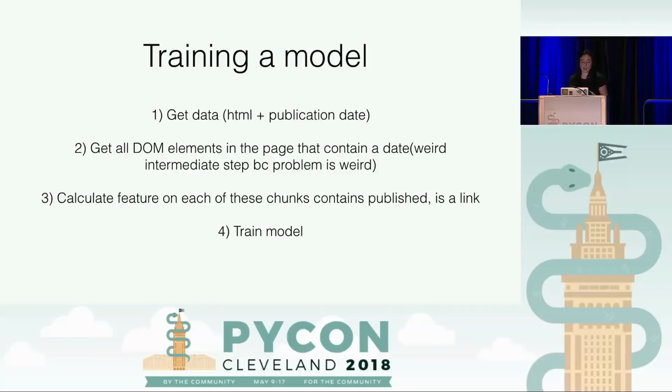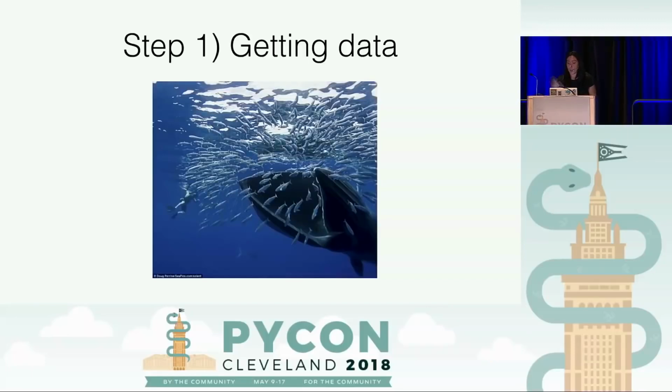And then we're going to calculate features on each of these chunks. I often say chunks instead of DOM elements because I just got tired of saying DOM elements 78 times per minute. Features are going to be things that we tell the model to pay attention to. So does it contain the word published? Is it a link? Stuff like that. And then we're going to train the model, which basically we just tell the library to run the training thing. So step one, getting data.